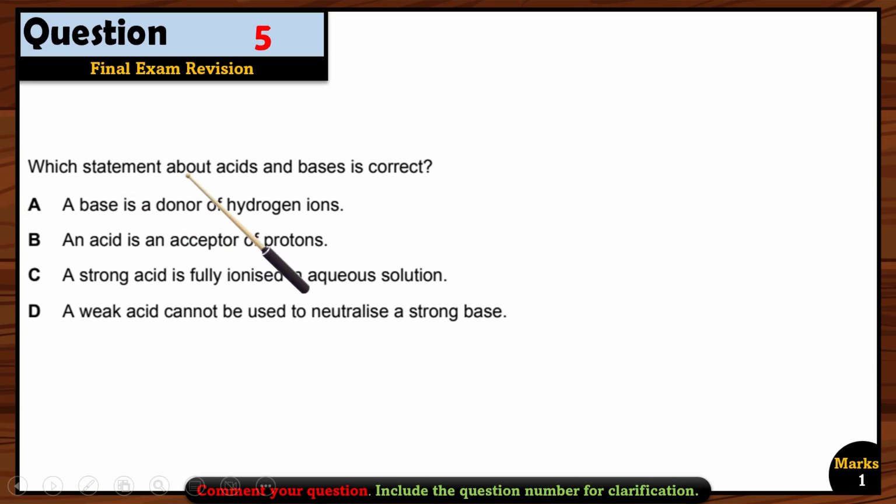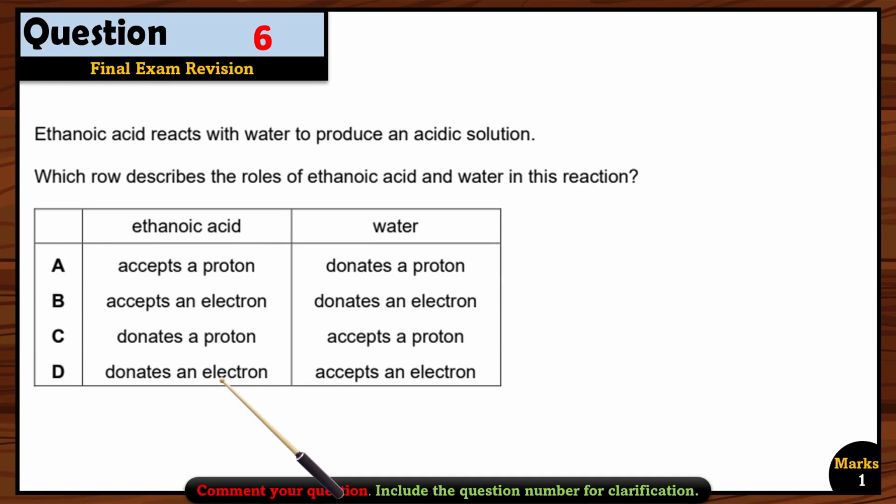Question 5. Which statement about acids and bases is correct? A base is a donor of hydrogen ions. Again, wrong. A base is an acceptor of hydrogen ions. The acid is the donor. An acid is an acceptor of protons. Again, wrong. A strong acid is fully ionized in aqueous solution. Yes, that's right.